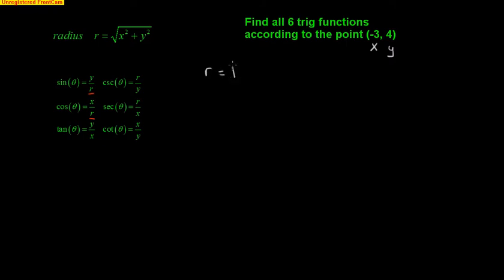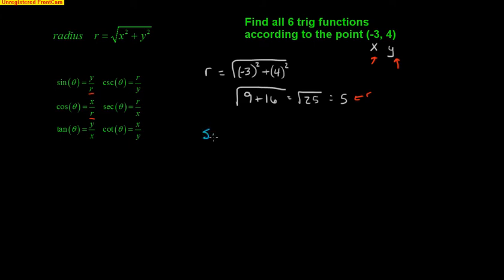So that's going to be -3 squared plus 4 squared. So here we're going to have 9 plus 16, square root of 25, and we get 5. Is it always going to be a perfect square root? No, it's not. Sometimes you'll have a radical, sometimes you won't. So now we know everything we need to know. We know x, we know y, and now we know r. And now we can just plug those in.